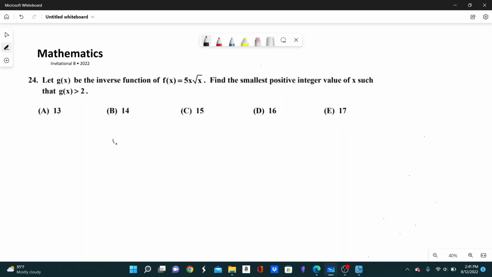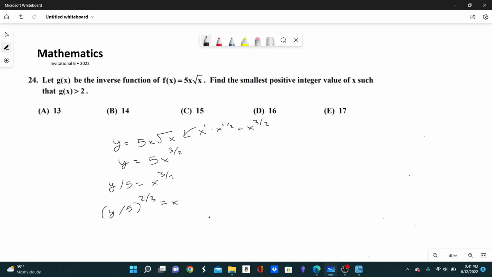So, I'm going to rewrite this as y equals 5x times the square root of x, which is the same thing as 5 times x to the 3/2 power, right? This is like x to the first times x to the 1/2. So together you just add the exponents. So then if I divide both sides by 5, you get y divided by 5 equals x to the 3/2. And then raise each side to the 2/3 power, and you get something like this.